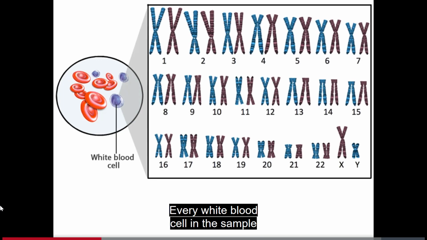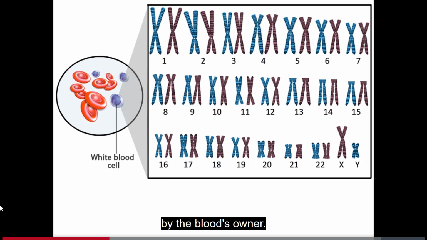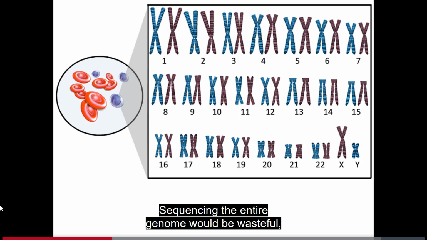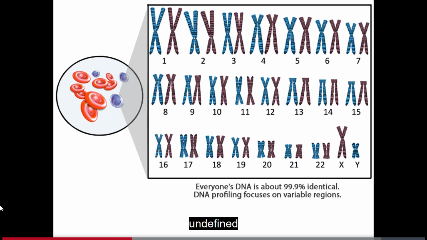Every white blood cell in the sample contains 1 copy of each of the 46 human chromosomes inherited by the blood's owner. Sequencing the entire genome would be wasteful, because everyone's DNA is about 99.9% identical. Instead, the scientists analyse only selected regions that are known to be extremely variable among individuals.